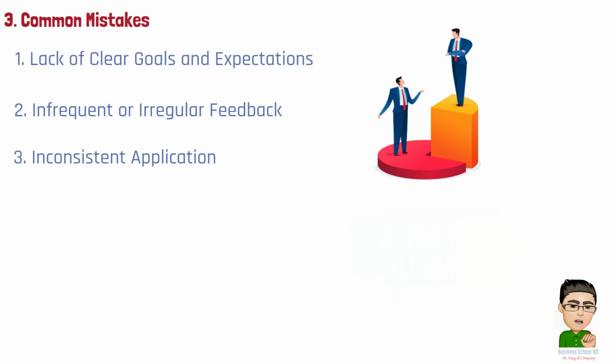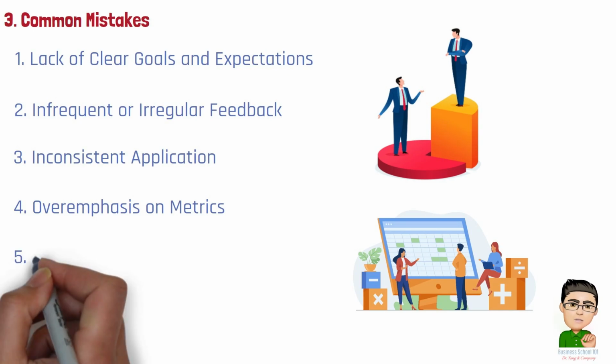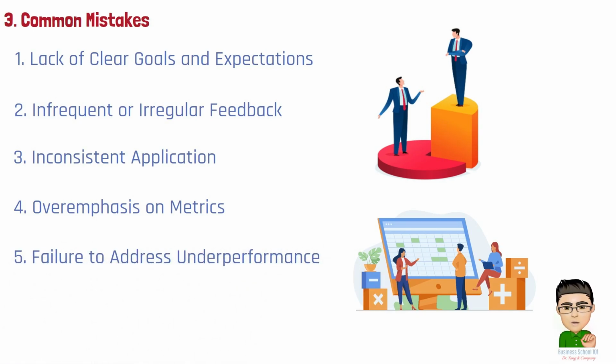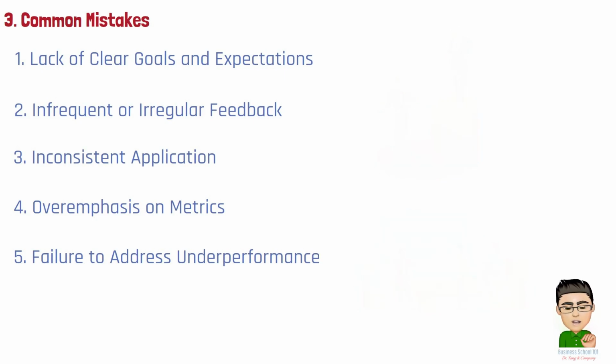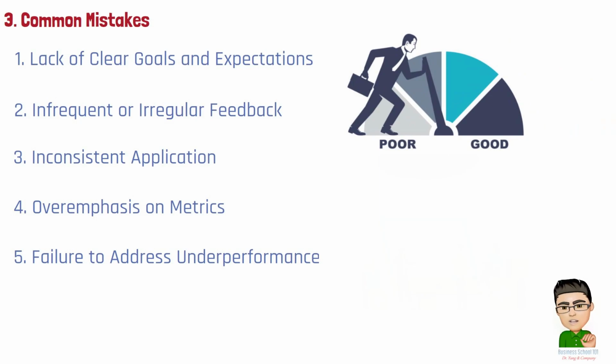Number 4. Overemphasis on metrics. While metrics are important, an over-reliance on quantitative measures can lead to a narrow view of performance. Qualitative aspects, such as teamwork, communication, and innovation, should also be considered. Number 5. Failure to address underperformance. Avoiding difficult conversations about underperformance can lead to the persistence of problems and demotivation among high-performing employees who see poor performance going unchecked.